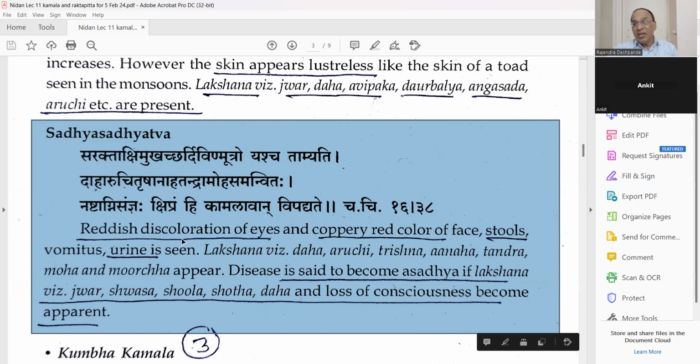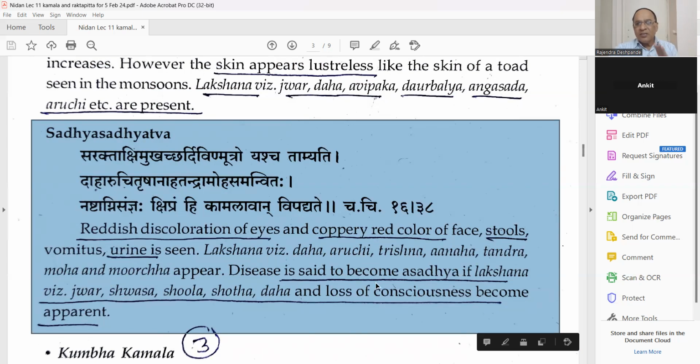When there is a reddish discoloration of the eyes, too much congestion, blood vessels are fragile, capillaries lose their tone and can break up at some places, then reddish, coppery red color of the face, stools, vomit and urine is seen. That is because of the RBC destruction, the RBCs are broken down. Lakshanas like dah, aruchi, trishna, anah, tandra, murcha, giddiness, and moh, delirium, confusion, drowsiness, and step by step unconsciousness.